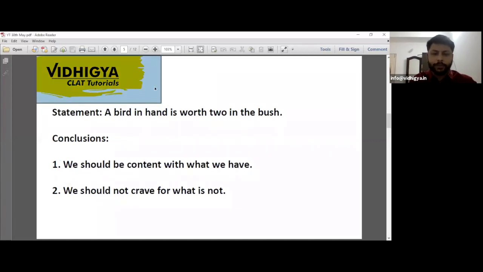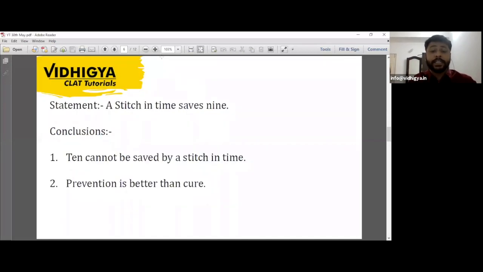Let us just try one more question. Statement based reasoning. A stitch in time saves 9. A very beautiful statement again. Try to be cautious while you mark the answer, while marking the answer specifically. Right, guys, I hope you're done with this.